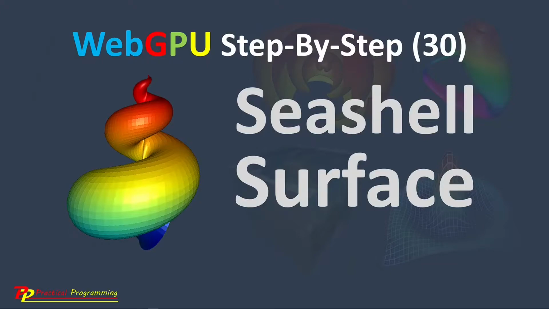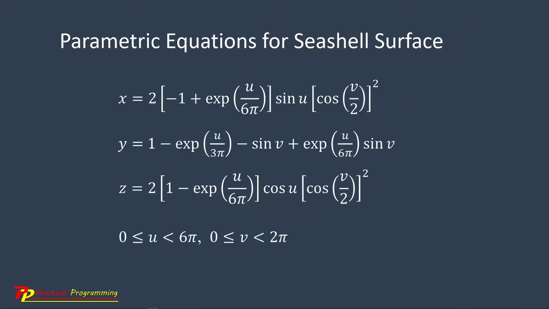The Seashell surface is a type of conical surface. This surface can be described using this set of parametric equations. You can see here x, y, z coordinates can be expressed as a function of u and v. Here u is in the range of 0 and 6 pi. V is in the range of 0 and 2 pi.